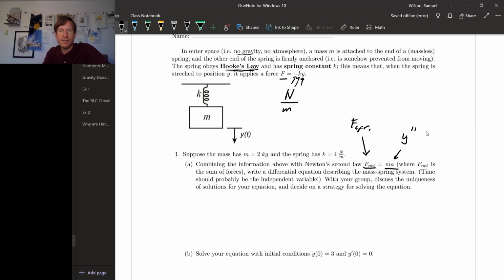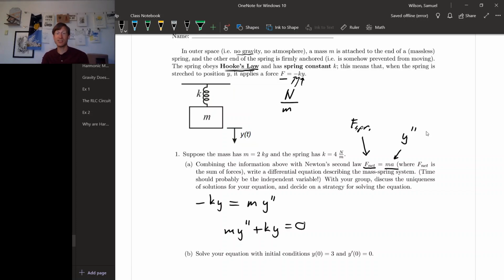Okay, so when we write this down, our spring force is minus ky, and that is supposed to be equal to the mass times acceleration, and acceleration is y double prime. And if we rearrange this, we get mass times y double prime plus ky equals 0.